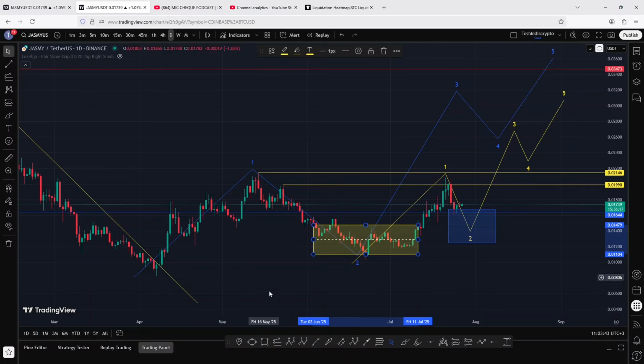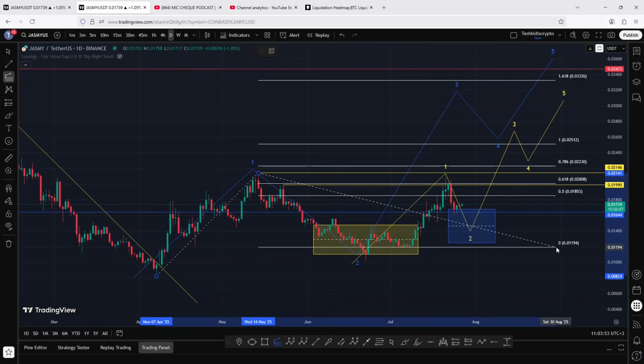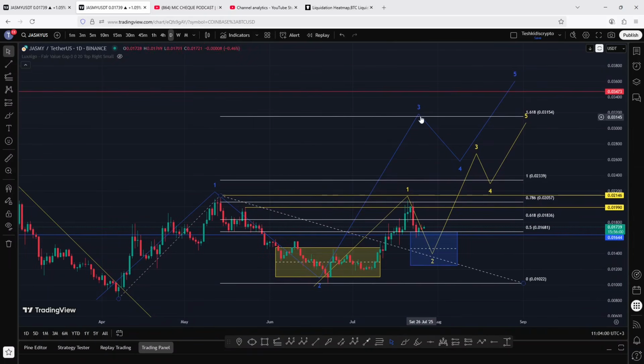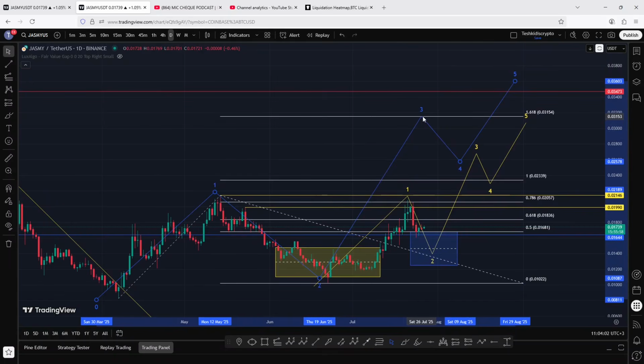And to get the minimum target areas for the larger wave 3 in blue, we can connect the Fibonacci's from the lows we made in the formation of the first wave to the high of that first wave, then connecting the Fibonacci's to the low of the second wave. And the area that you need to pay attention to lies on the fib level 1.618, and that is above the 0.03154 as your next upside target area.